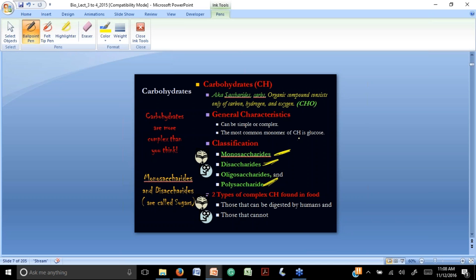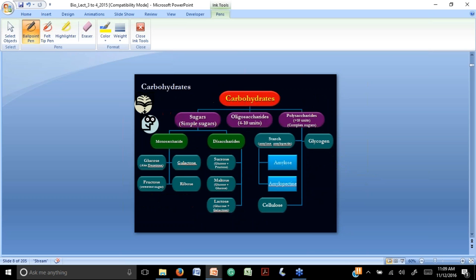Monosaccharides, very fast. We have galactose, fructose, and the glucose. And in the disaccharides, galactose plus glucose is going to be the lactose. Fructose plus glucose is going to be the sucrose. And glucose plus glucose is going to give you the maltose, right? Not the beer, the maltose. Okay, so that is about carbohydrates.